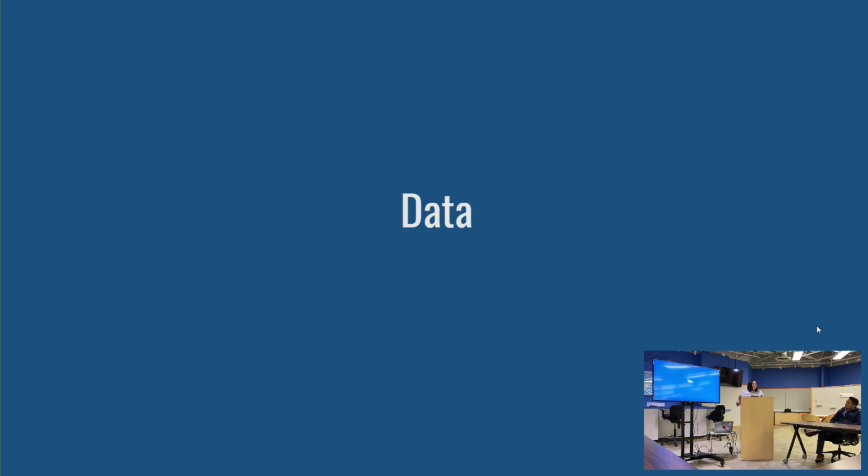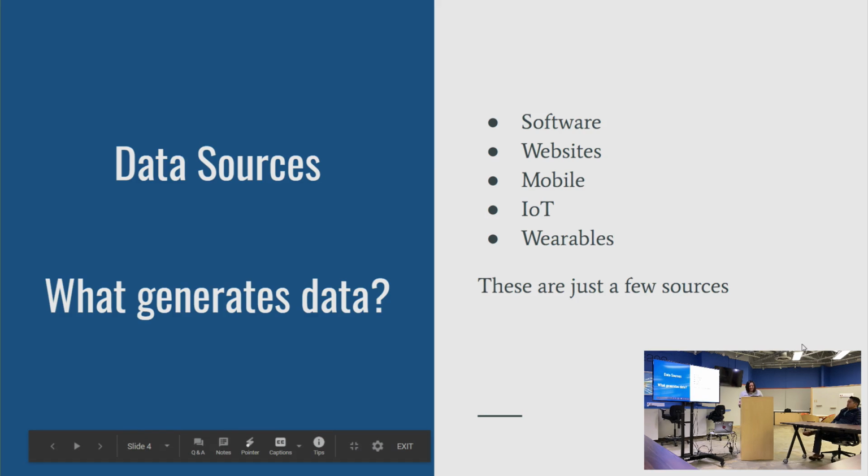Okay, but before we get into machine learning, we're going to talk a little bit about data, because you can't do machine learning without understanding the data. So what generates data? Where is data coming from? There's so many different places. It's coming from software, it's coming from websites, it's coming from mobile, wearables. These are just a few sources. So everywhere you look, there's data.